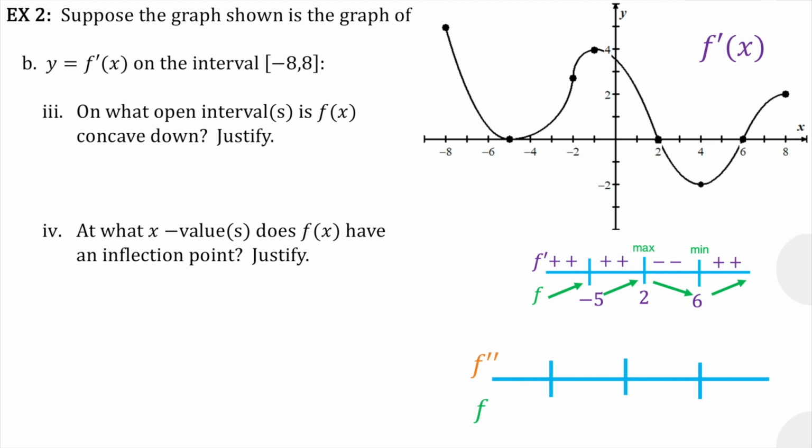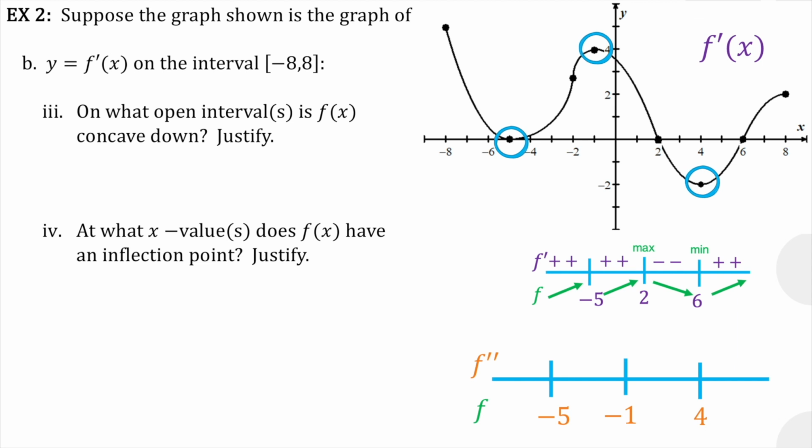So to find our zeros or critical values of f double prime, we need to know when the slope of f prime is 0. So that'll be at -5, and then it goes up, turns around again at -1, and then it goes down, another 0 slope at 4.